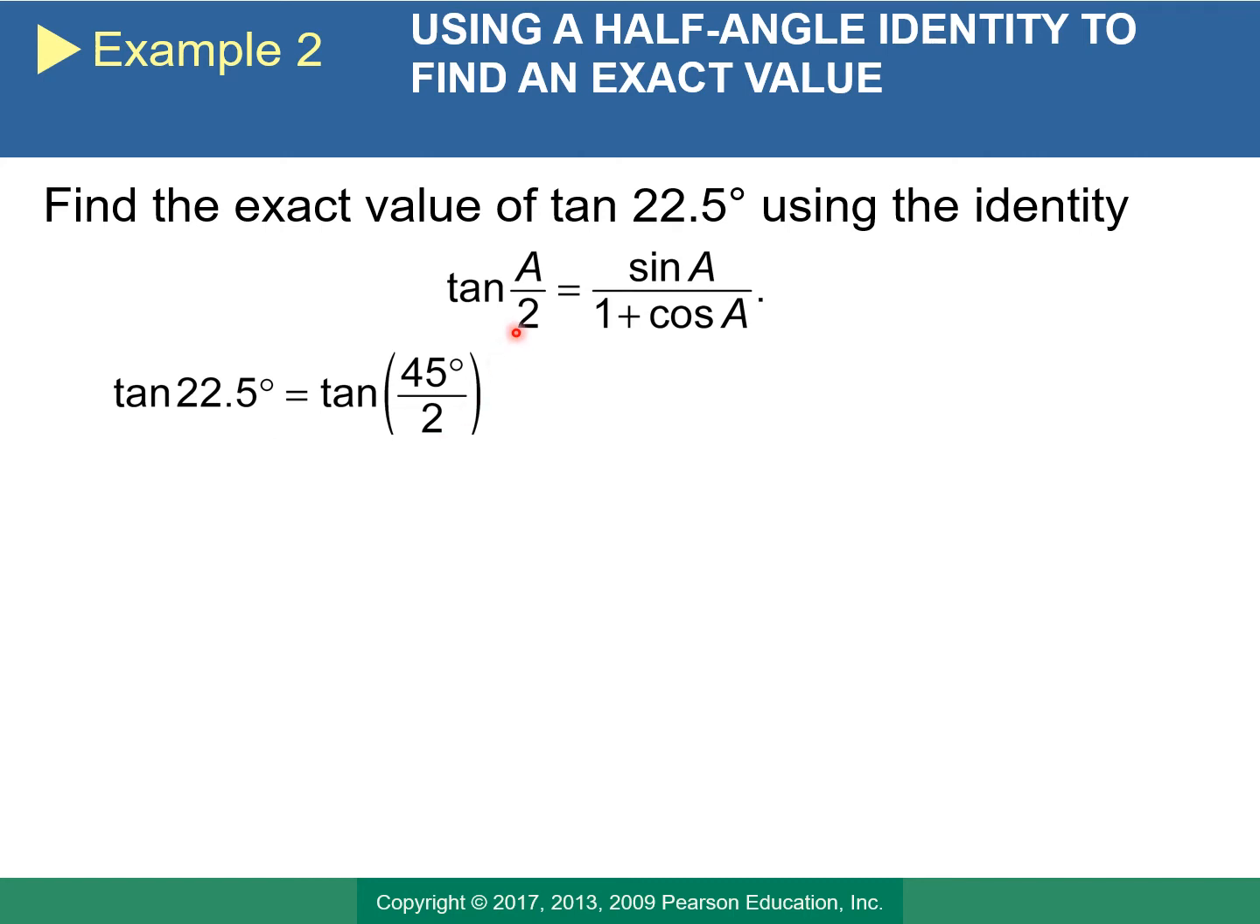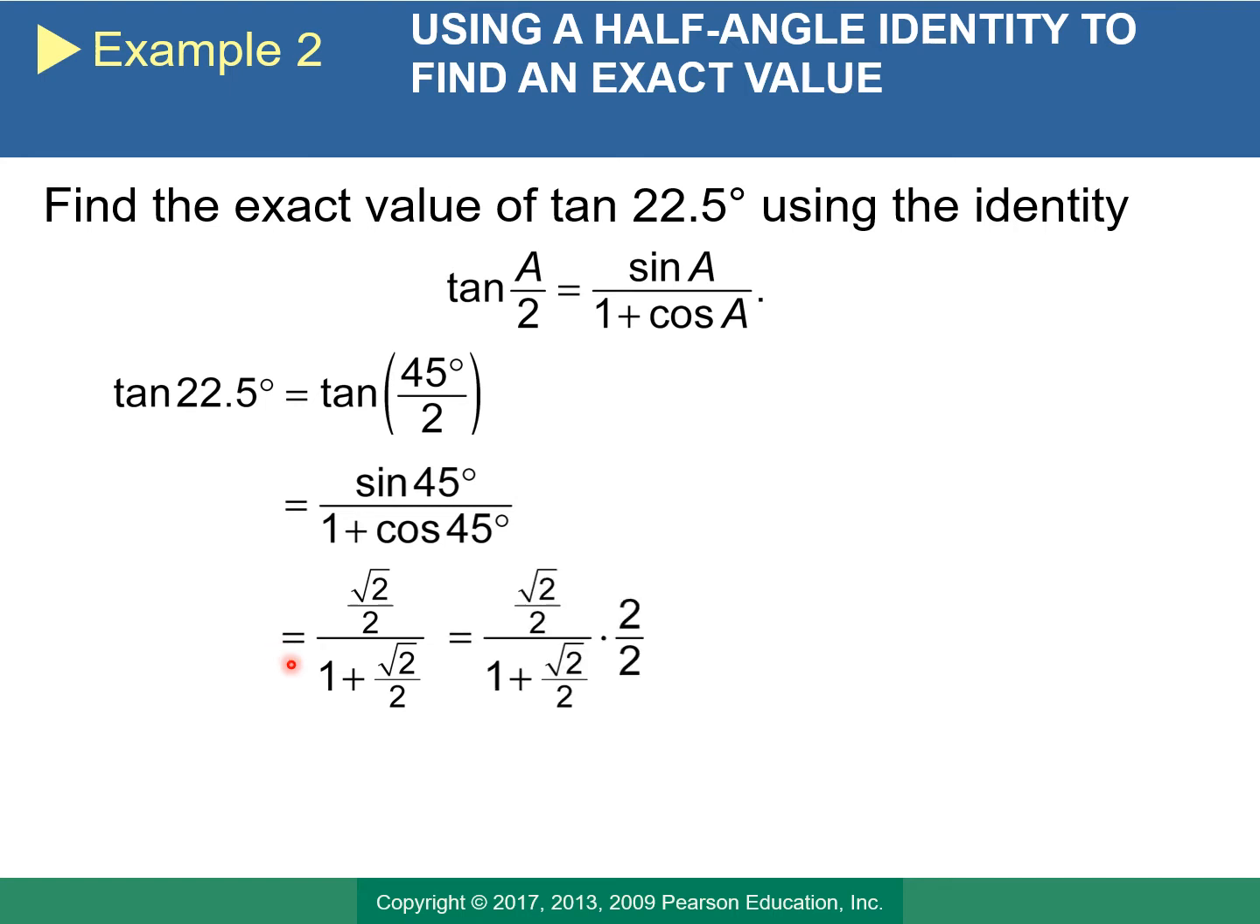And so A is the full angle. 22.5 was half of it. So where we have an A in our formula is going to get replaced with 45 degrees. And then we know these exact values from our unit circle. And we fill those in. And then we just simplify. So this is the answer here, but it's not very nice looking. So let's simplify. All right, so we're going to multiply top and bottom of this fraction by 2.